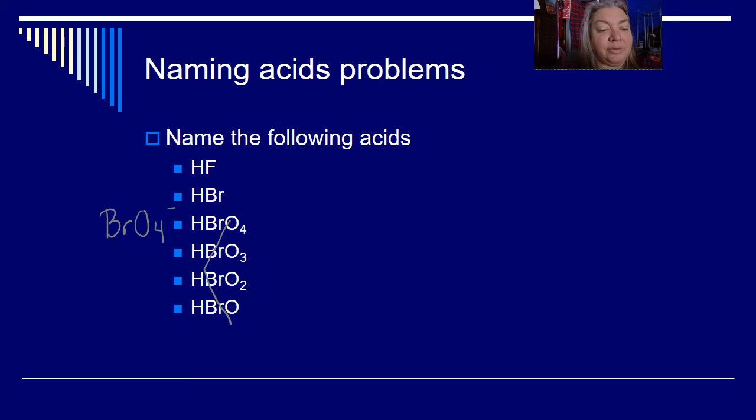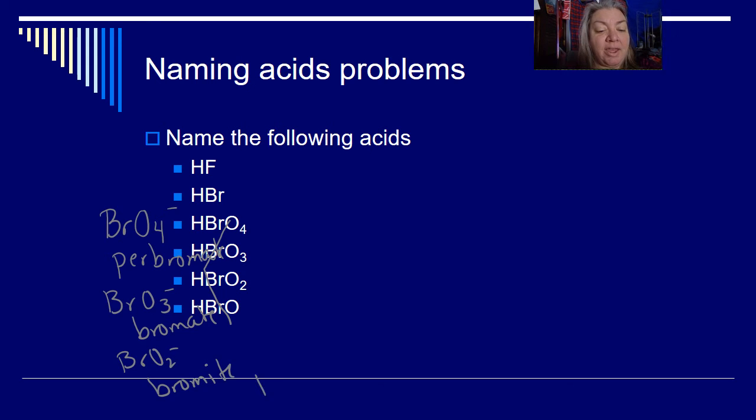So BrO4 is called perbromate. BrO3 is called bromate. BrO2 is called bromite. And BrO is called hypobromite. So pause the video really quick and figure out the names.